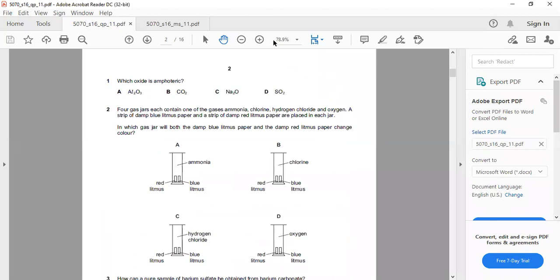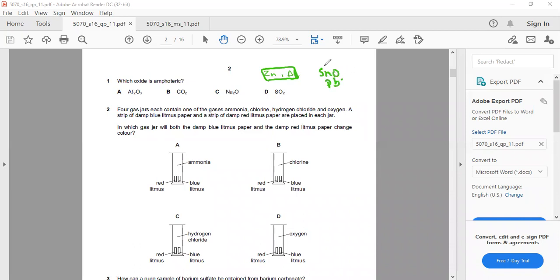So, which oxide is amphoteric? We should know in our O-level syllabus that zinc and aluminum form amphoteric oxides. At least you should know these two. But there are other elements that also form amphoteric oxides. But for you, you must know at least these two elements. There are elements like tin oxide, which is also amphoteric, and lead oxide also amphoteric.